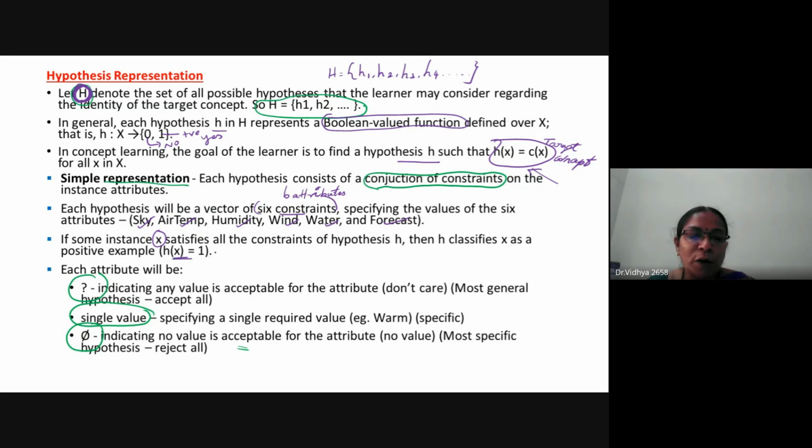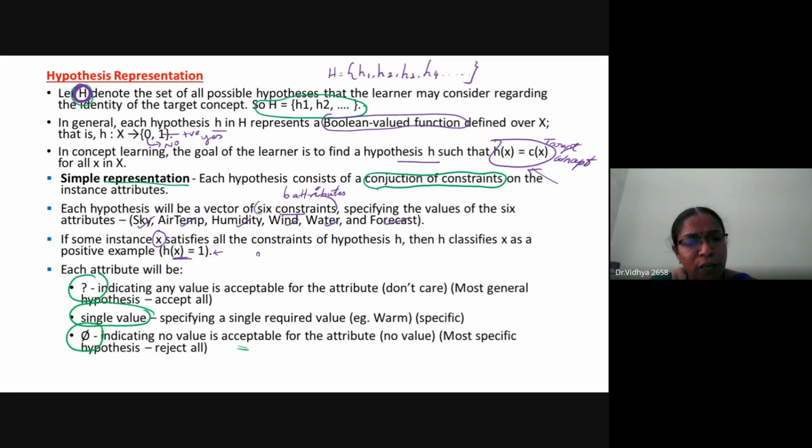So what is a positive example? If the hypothesis you have written matches all the attributes of one particular example, then that particular example is denoted as a positive example. Otherwise, it is a negative example.